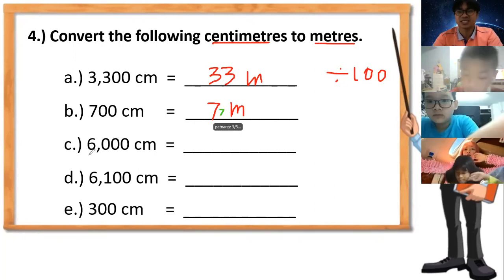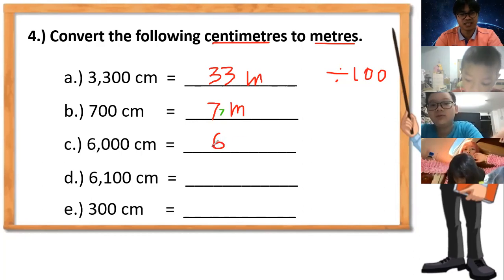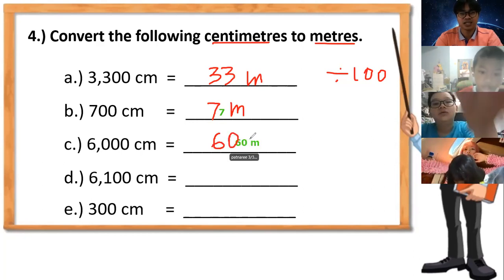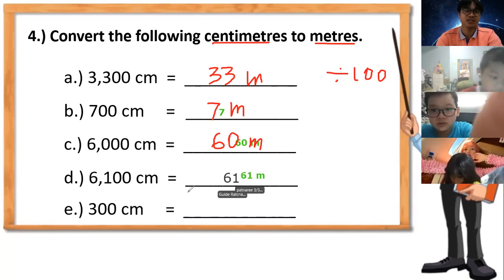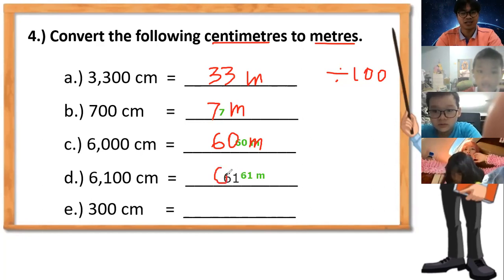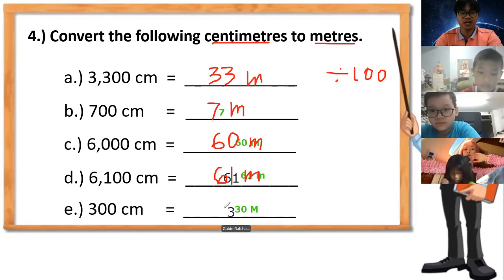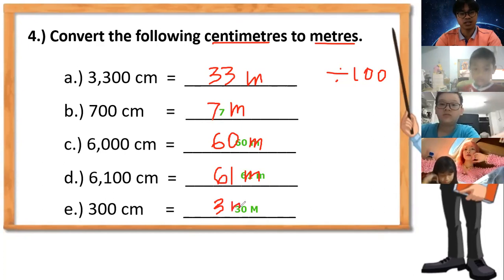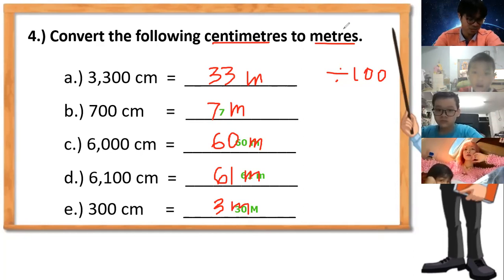Letter C: 6,000 centimeters. How many meters? Divide by 100. 60 meters. Letter D: 6,100 centimeters is 61 meters. Very good. Then 300 centimeters divided by 100 is 3 meters. Very easy, right? Okay. Next, let's go to number 5.